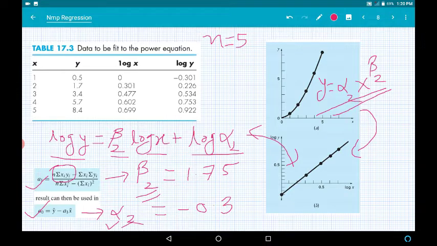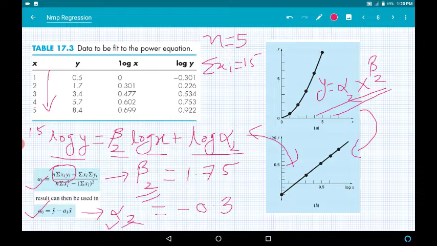Okay, then summation xi means addition of all the x's. So 5 plus 4, 9 plus 3, 12 plus 2 plus 1. So this is 15. 15 is the summation of x. Okay, so summation of xi is equal to 15. Similarly, you can find the other values. Summation of yi you can find, summation of xi into yi. So all these calculations you can do. After doing all these calculations, you can get to the answer.